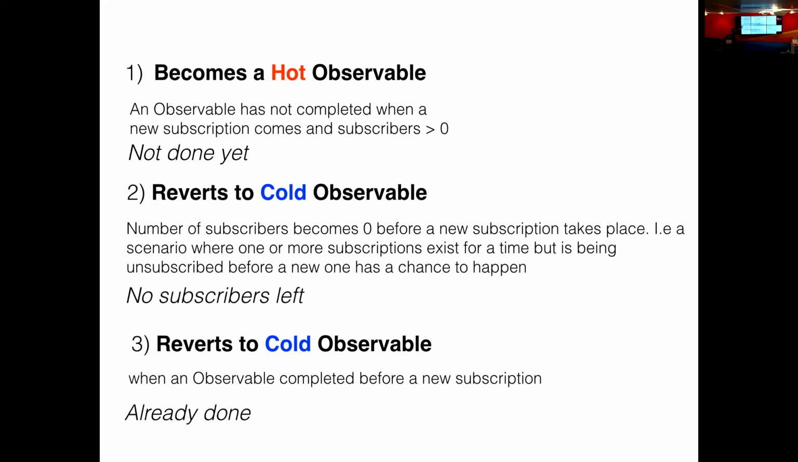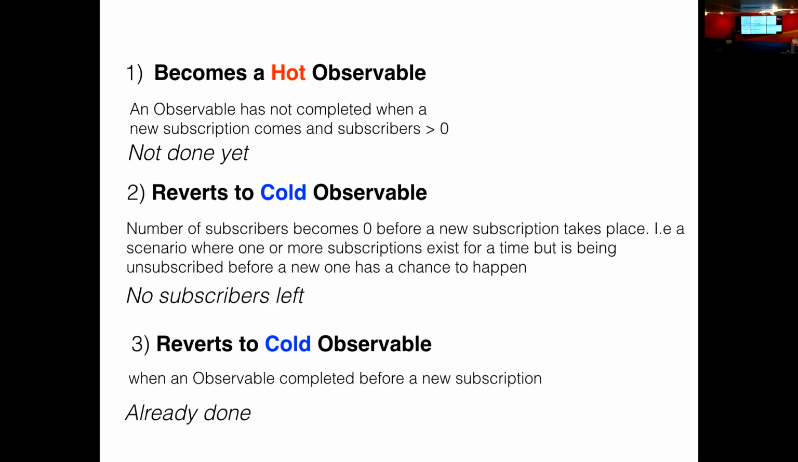And also there are cases when it reverts back to cold, which is also great for memory reasons. So when the number of subscribers becomes 0 before a new subscription takes place. So this pretty much means, if a subscriber unsubscribes, if the first guy that enters your apartment chooses to leave before you have a chance to arrive, it kind of goes back to being a cold observable again. And it waits for someone to subscribe, which means you're not going to miss out on any values, right?